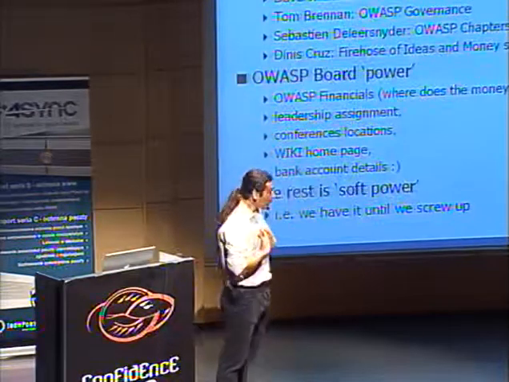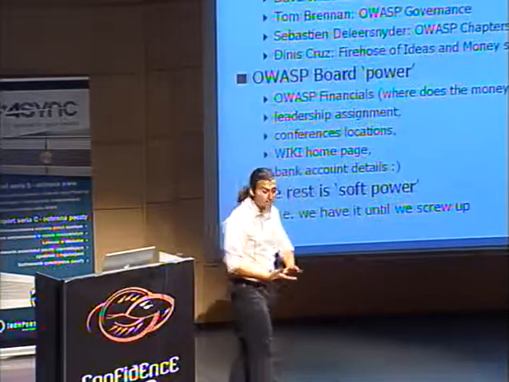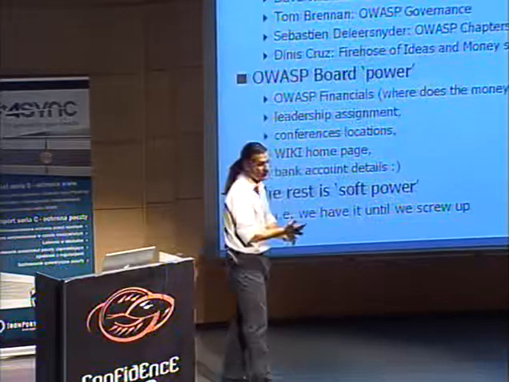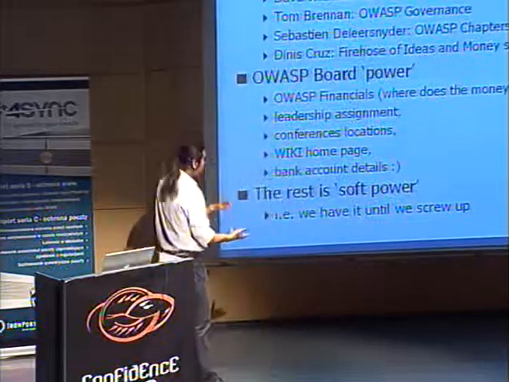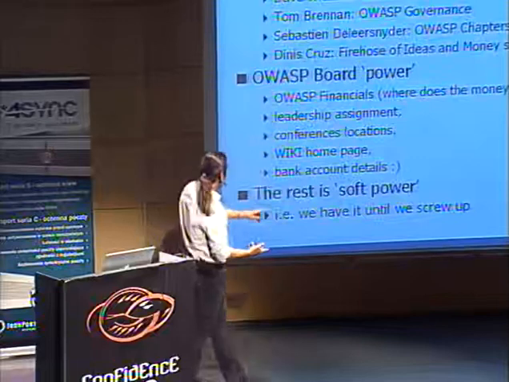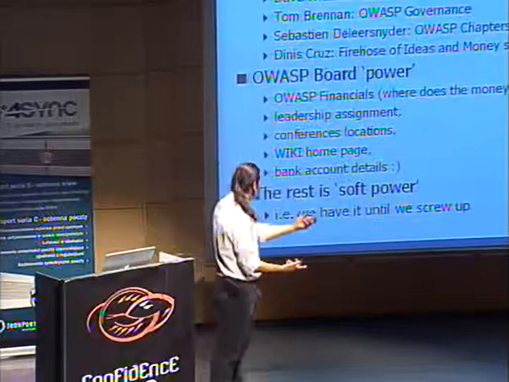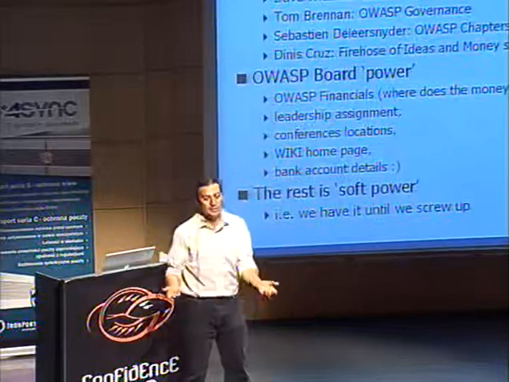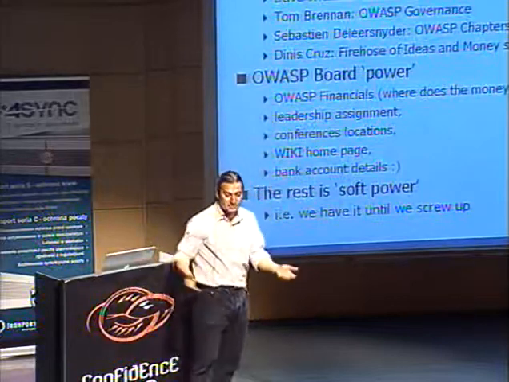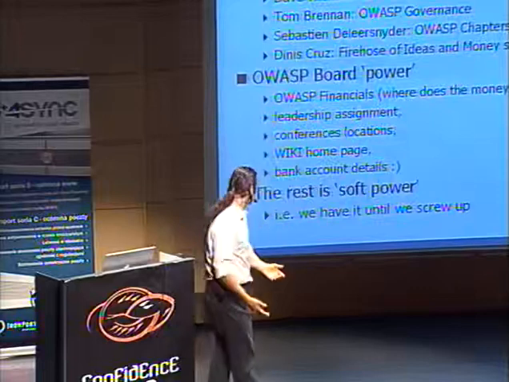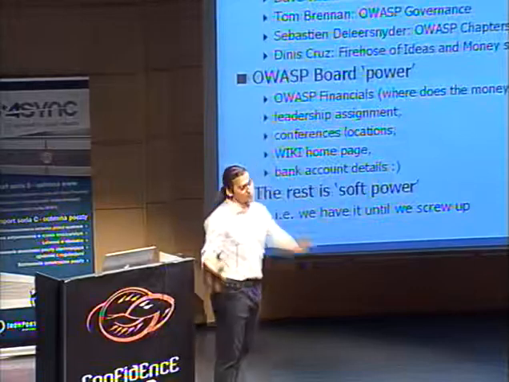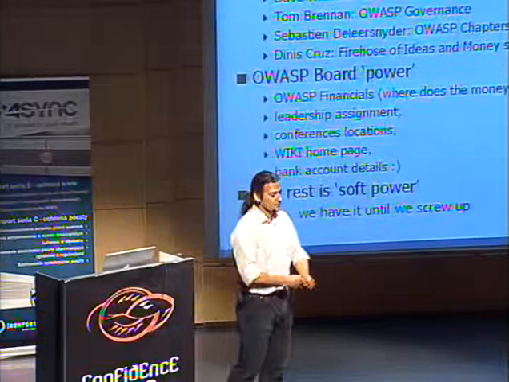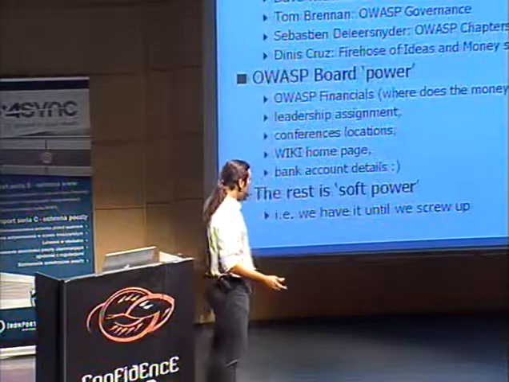And to be honest, the board's power is not a lot. The power that the board has is the financials, so we can allocate where the money goes. We have leadership assignments, fair enough. We agree on the conference locations. We monitor the wiki homepage, so we're not going to publish the wiki admin password, right? So there's a little bit of a limit on the openness of OASP, and we're also not going to publish our bank account details. But apart from that, everything else is soft power.